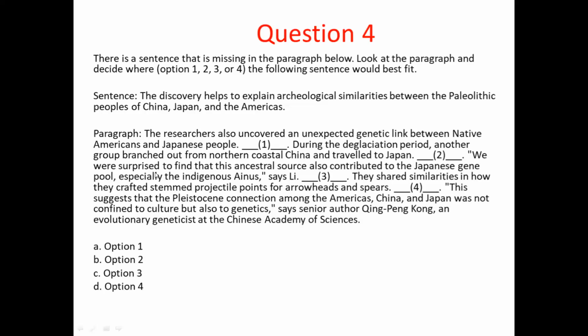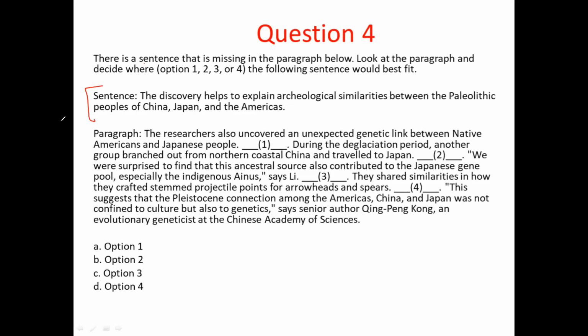Okay, so a new question type is on sentence placement or para completion. A sentence is given to you and there are four blanks in a paragraph. You need to pick that particular option where this sentence can contextually best fit the passage, right? The paragraph. So let's go about this particular question.